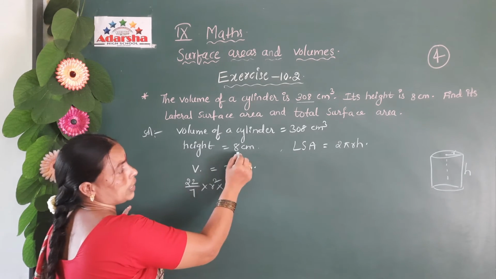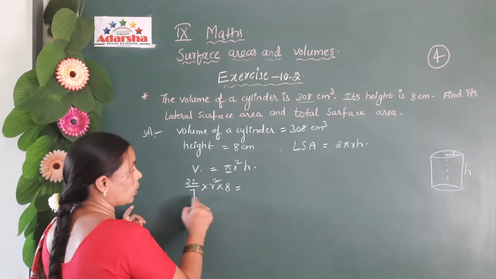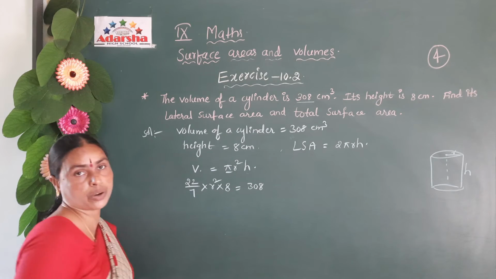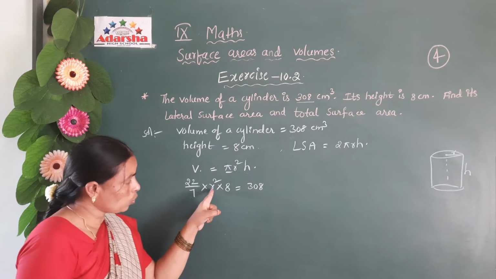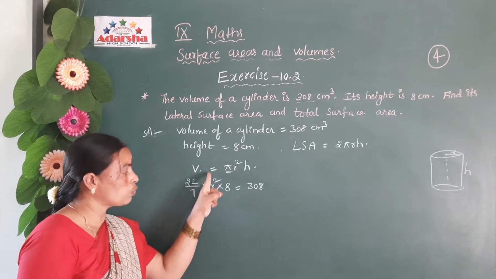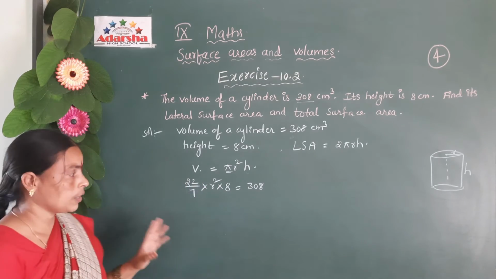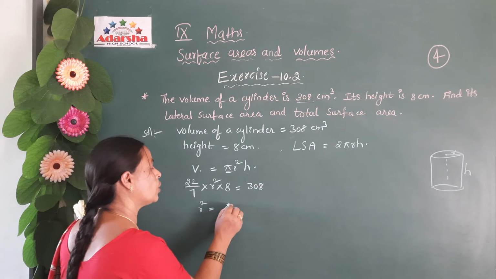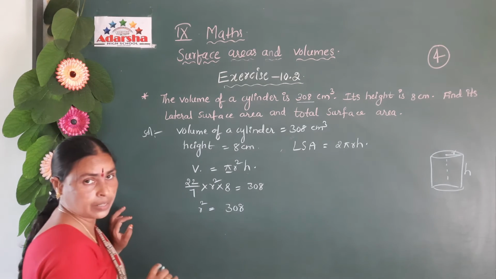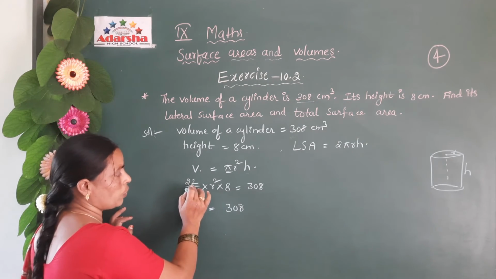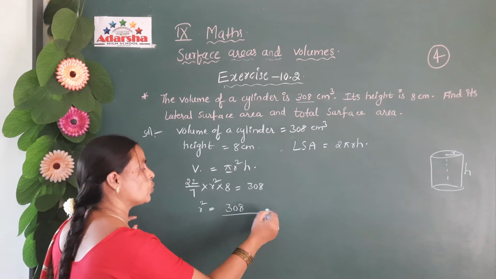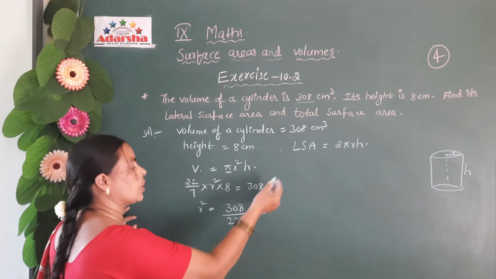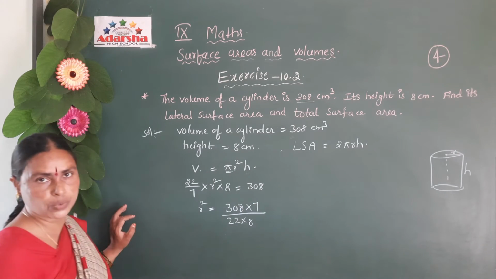H, the height of the cylinder, is given as 8. The volume of the cylinder is already given as 308 centimeter cube. In this, the unknown value is the radius. We have to find the radius from this. Keep the radius on the left hand side. After that, 308 is there, so you have to write 22 by 7 into r square into 8. If you transfer the 22 into 8 to the right hand side, it becomes divided by, and the 7 transferred to the right hand side becomes into 7.